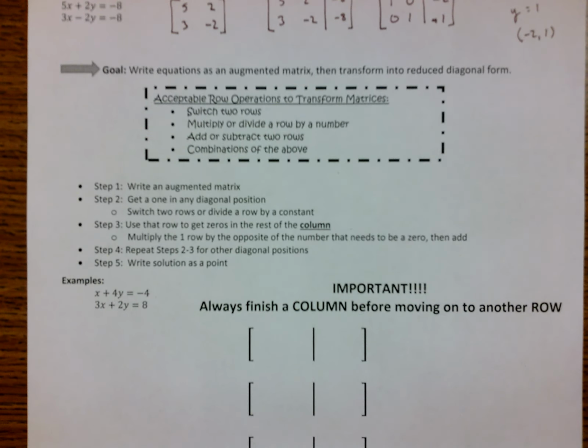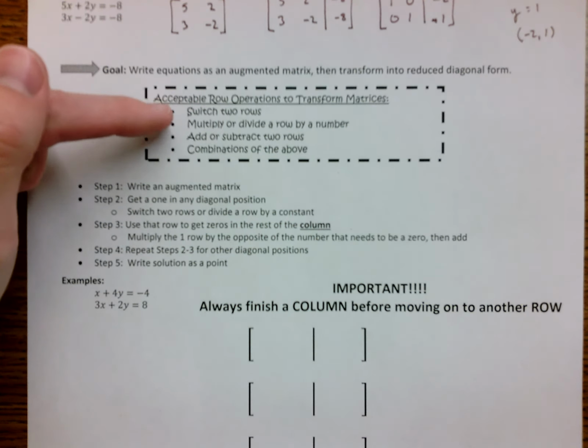So let's talk about the rules. There's basically some things that you are allowed to do and some things that you are not allowed to do when you talk about a matrix. So here's what you can do. You can switch two rows.